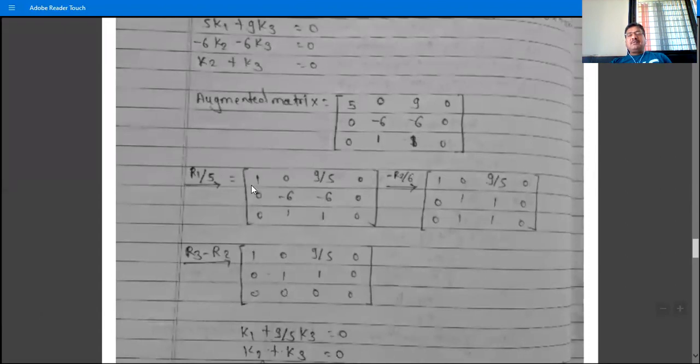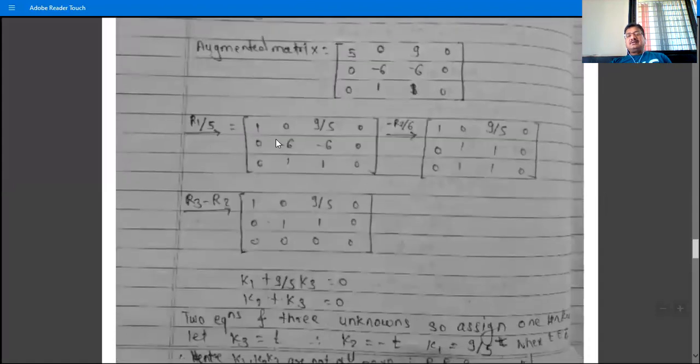So 1 by 5 R1 is the operation. We have this matrix, the first row changed, and the second row and third row as they are. Then we have to reduce these two elements to 0. Already these two elements are 0. So we have to reduce this minus 6 to 1. So minus 1 by 6 R2 is the operation.